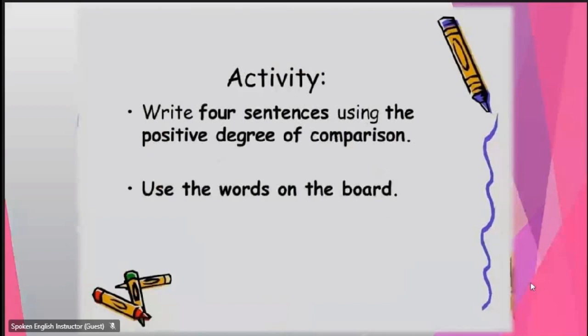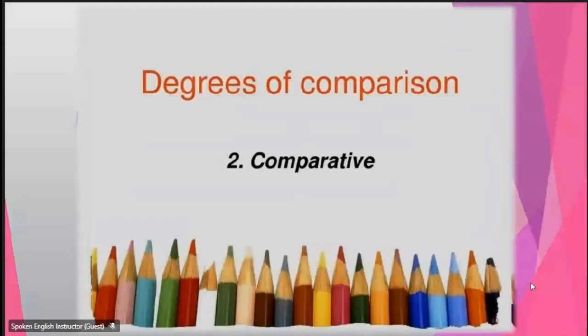So this is an activity that if you want to do, you are supposed to write four sentences using the positive degree of comparison and use the word on the spot. Other than that, as you are watching this video, you can make 10 sentences at least on a paper and you can just send it to us on our email that is also available in the description. Let's move on to the degrees of comparison.